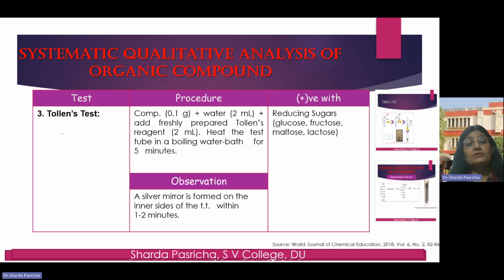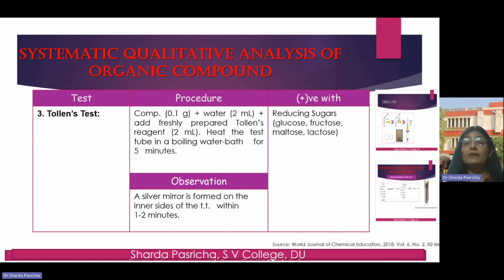The next is the test to distinguish between a reducing and a non-reducing sugar. Now, the reducing sugars will reduce Tollens reagent to metallic silver, which will give you the silver mirror, whereas the non-reducing sugars will not do that. Okay, so how to do that test?